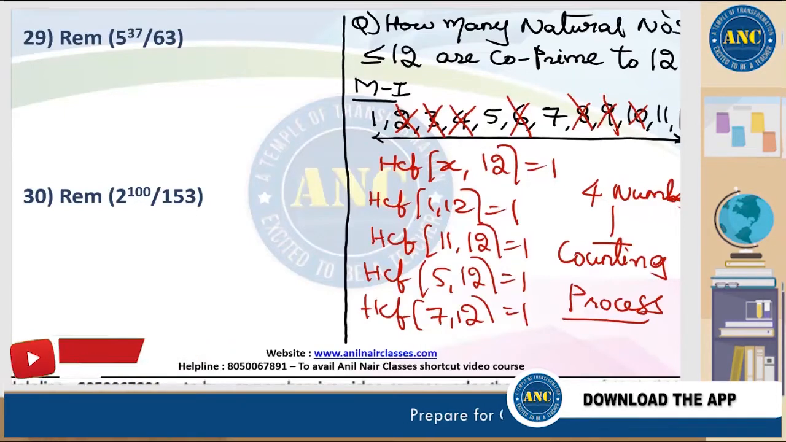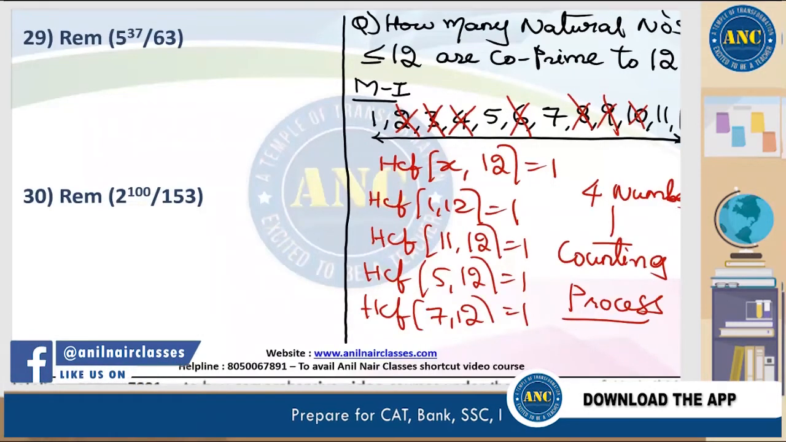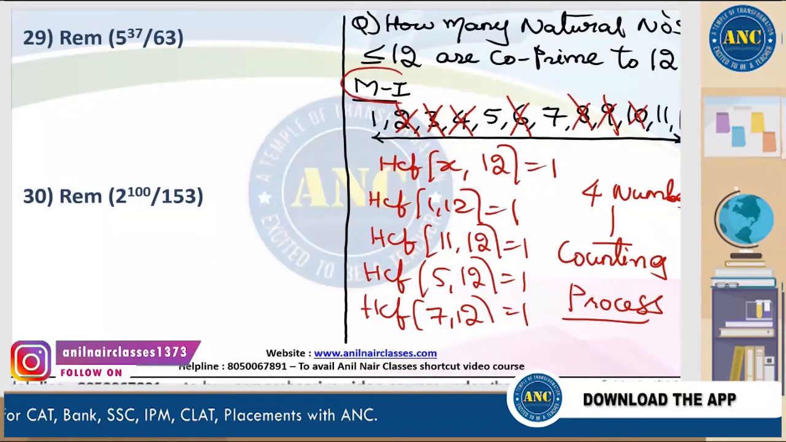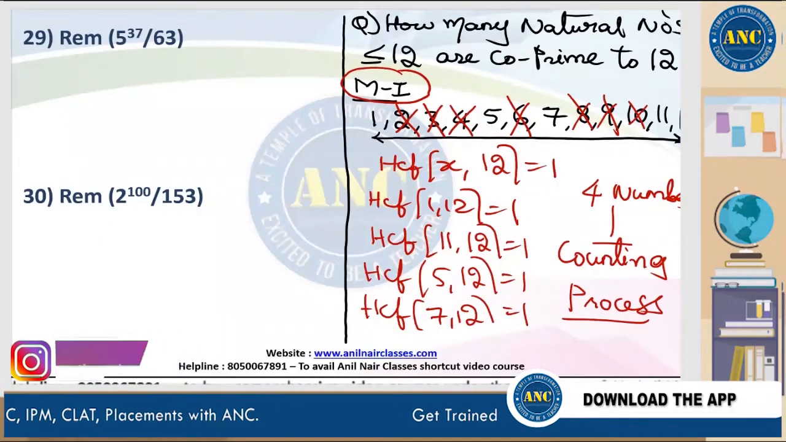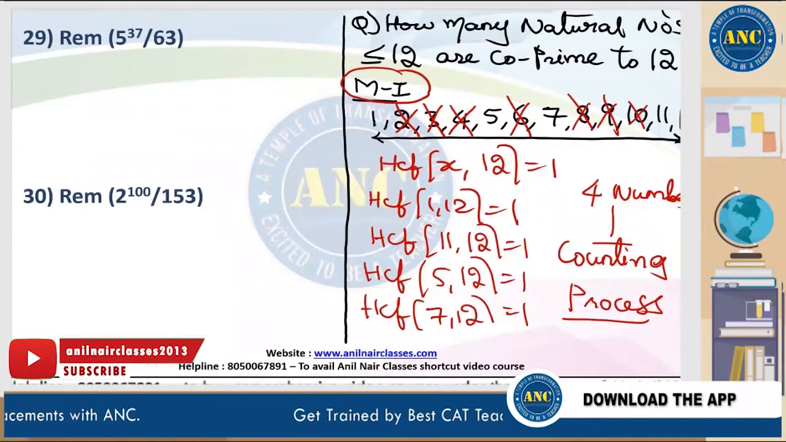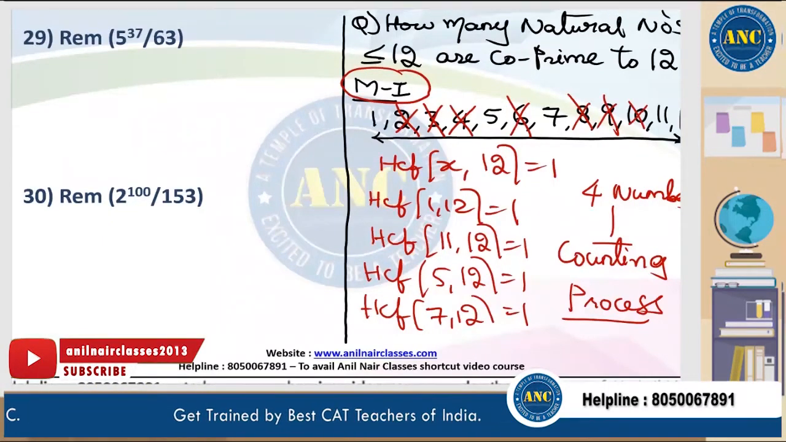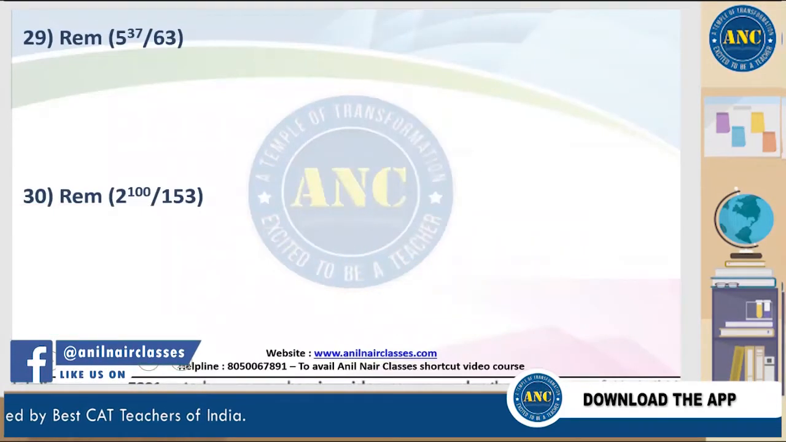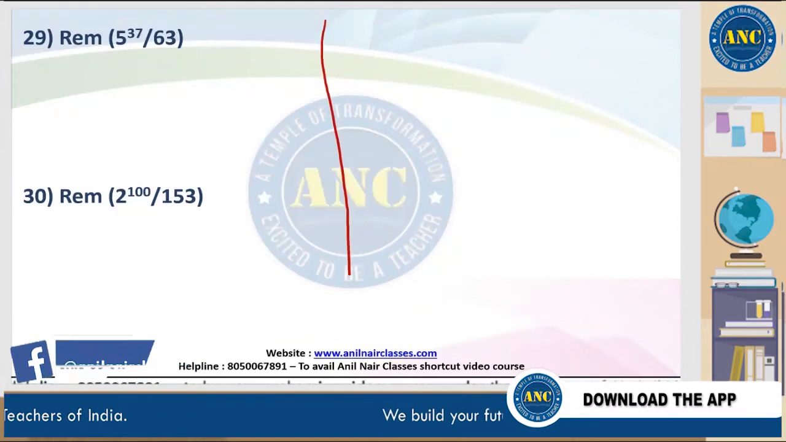Right? So instead of using this, now we will use the quotient function. Now see here. Method 1 is a traditional method, which is nothing but a counting process. Now we will not use the counting process. Method 2: how to use the quotient function directly.